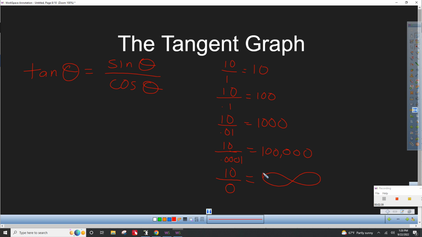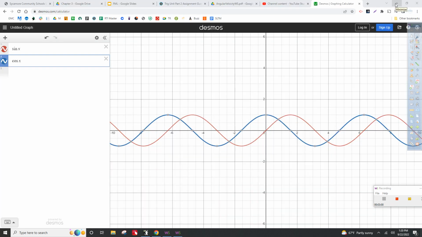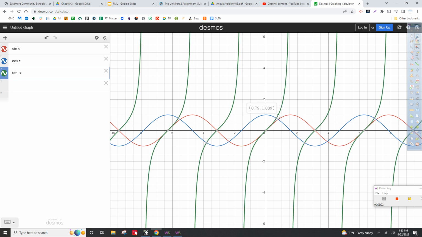So look, let's go back to our Desmos. Tangent's going to be funky. Look at it. Why is it so different? Well, notice this point right here. The sine and the cosine are equal, and look what output we have there: 1. Yeah, that makes sense, because we're doing sine divided by cosine.